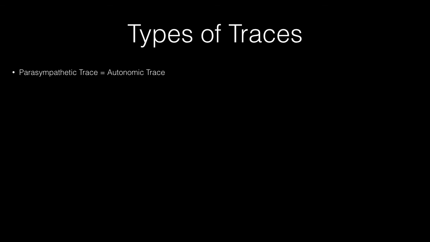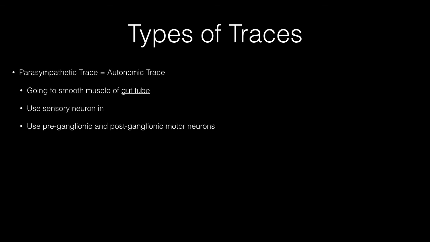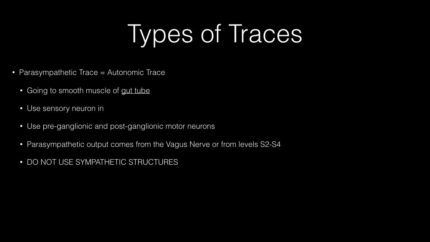Parasympathetic is another type of autonomic. It's going to smooth muscle of the gut tube. It uses a sensory neuron in, uses pre and postganglionic motor neurons out. But the difference here is the preganglionics come from the vagus nerve or S2, S3, S4 spinal levels. Sympathetics was T1 through L2. Parasympathetic is S2 through S4. You do not ever use sympathetic structures with the parasympathetic nervous system. Sympathetic nerves are for sympathetics, not parasympathetics.